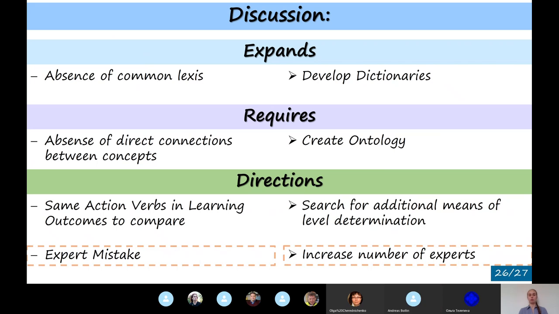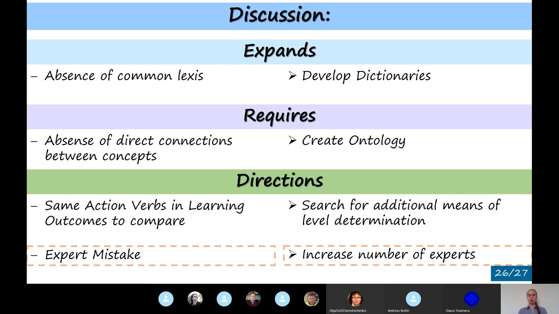If we talk about problems and ways to solve these problems, for expands relations, it's most likely the absence of common lexis, and one way to solve this problem, I think, is developing dictionaries of synonyms for computer science, because it will give us a chance to reduce the usage of different synonyms in learning outcomes. This problem appears because we work with curricula from different countries, and representatives of these countries might use different synonyms for the same or almost the same concepts. In case of requires relations, it's the absence of direct connections between concepts. I think that the option to solve it is to create a complete ontology, which will give us a chance to use not only direct connections between concepts, but also connections through levels.